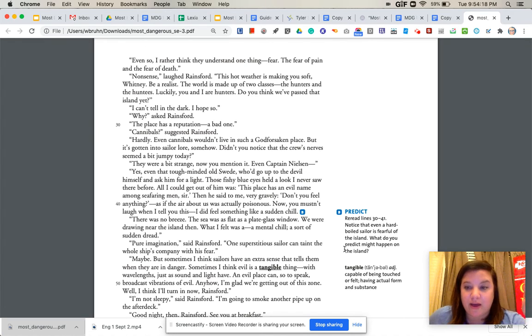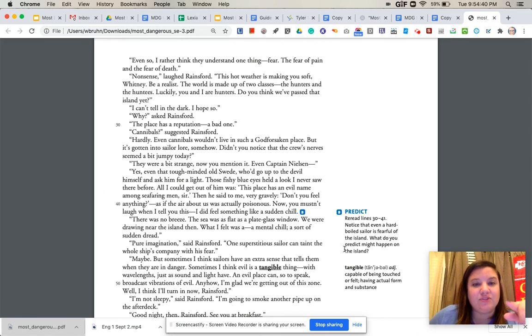So let's go back through and talk about what we're looking at here. Whitney says that he thinks that animals understand fear. Rainsford still says no way. There's hunters and there's the hunted, the two classes of people. But luckily, we're the hunters, so he doesn't even worry about the animals that are being hunted.